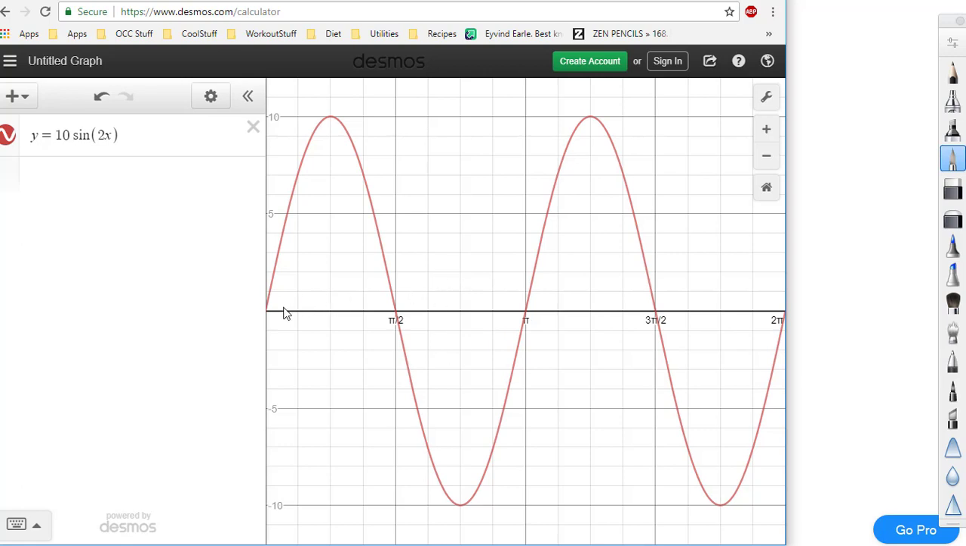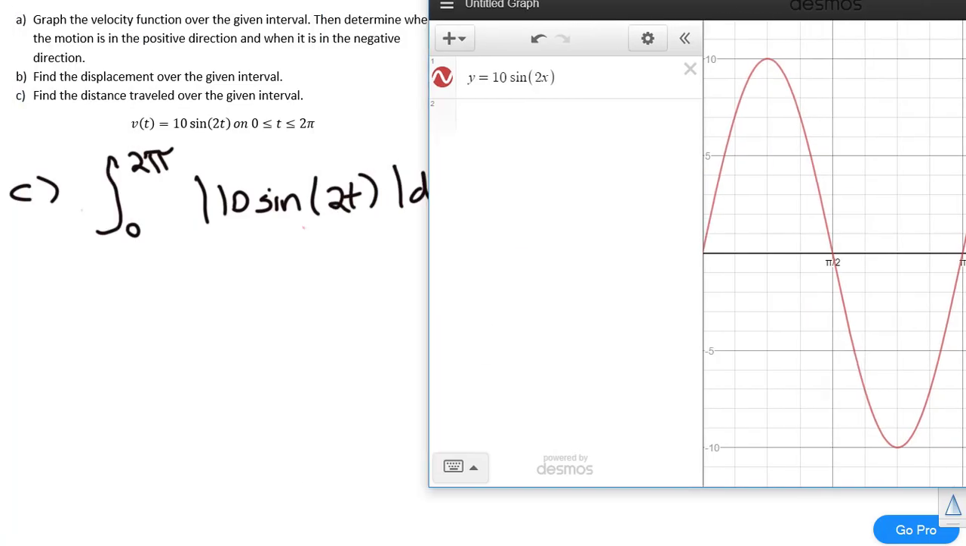So what I could do is break this up into 1, 2, 3, 4 intervals, or I could also notice that all of these have the same area. They're just flipped. So how many of these areas do I have? Well, I have 1, 2, 3, 4 of those areas. So really, I just need to find the area from 0 to pi over 2 of this function and multiply it by 4. Let's get this out of our way.